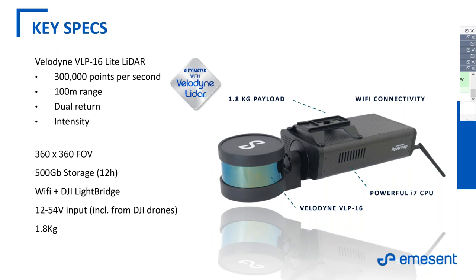Data is stored on board, up to 12 hours of information. Mapping can be processed on board the drone. We connect to Hovermap through a Wi-Fi link, and when it's on a drone, via the DJI Lightbridge, providing control of certain features and receiving feedback from the system. The wide input voltage provides flexibility of power sources and tapping power from the drone. Weight, of course, is critical for the drone, so we optimize by keeping it light for flight times and drone size, plus added comfort when using it in a handheld application.